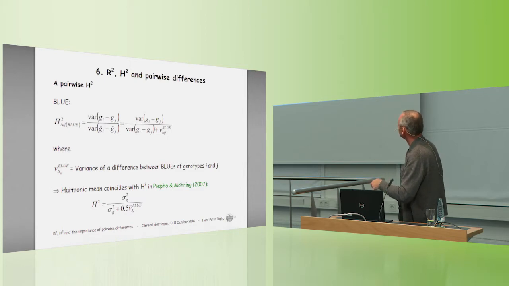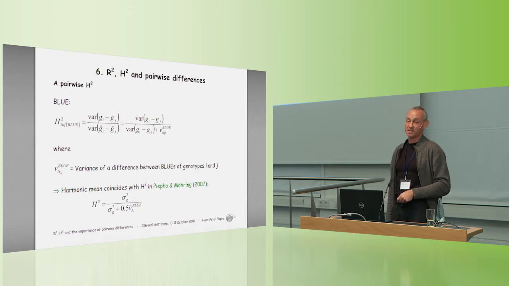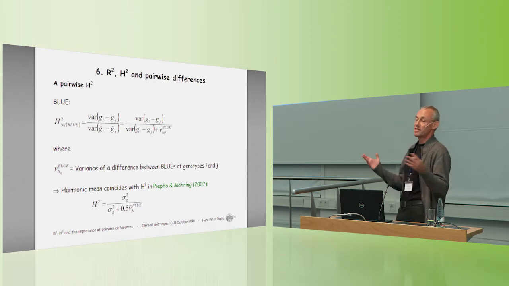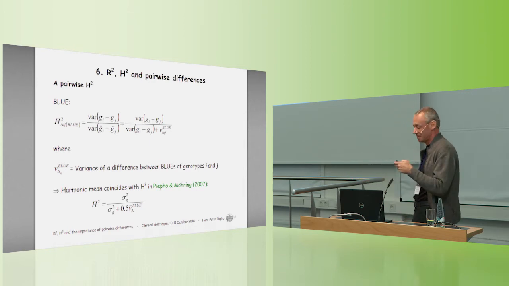And when you take the mean, well, the harmonic mean is what you need to take, you end up with this expression here, which we proposed 10 years ago, which involves half the average variance of a difference in the denominator here. And this in turn coincides with the usual formula for heritability.